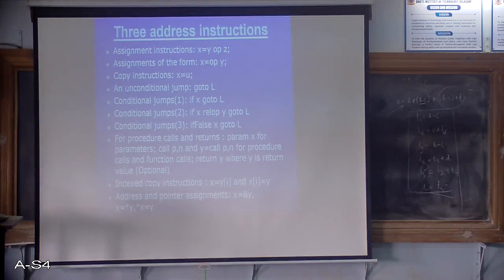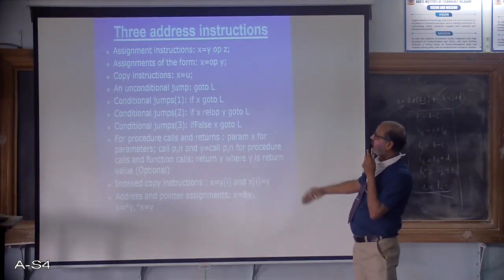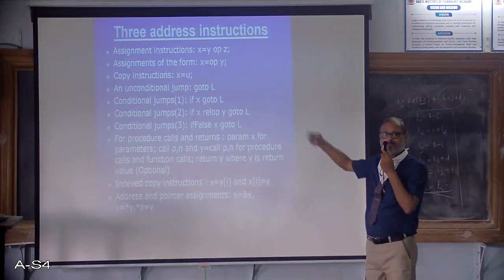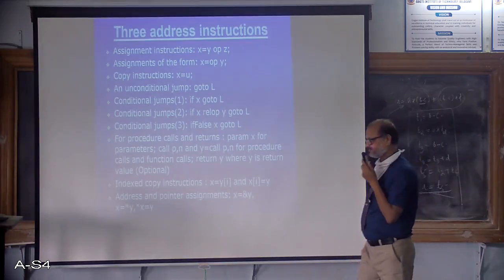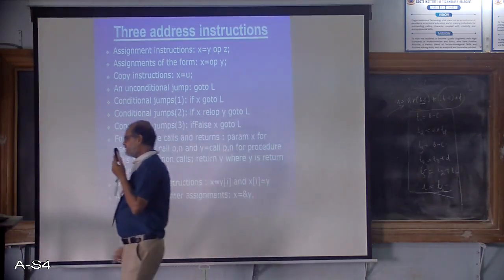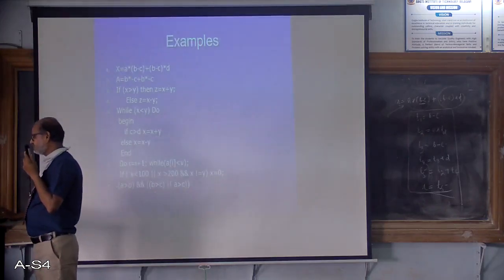You'll be given a source statement and you'll be asked to write a sequence of three address codes. These are the possible types of three address codes for mapping the source statements. So let me take the second one.